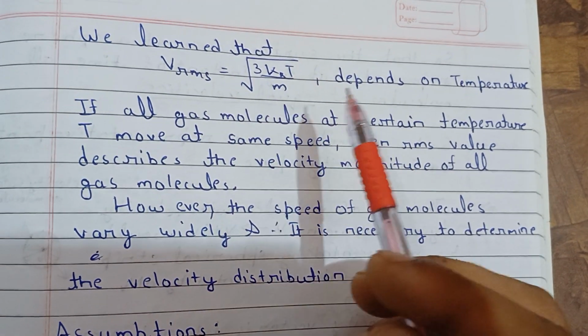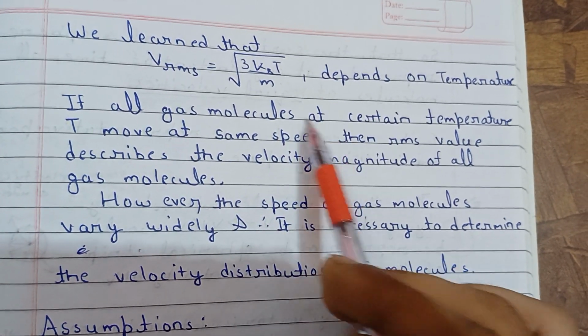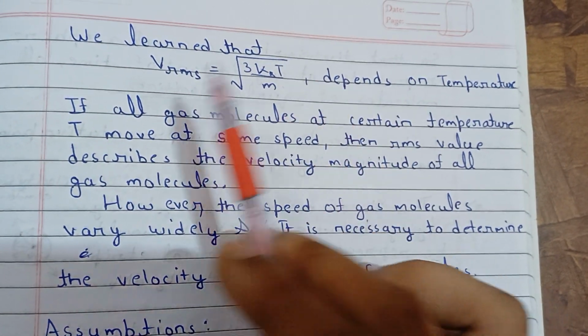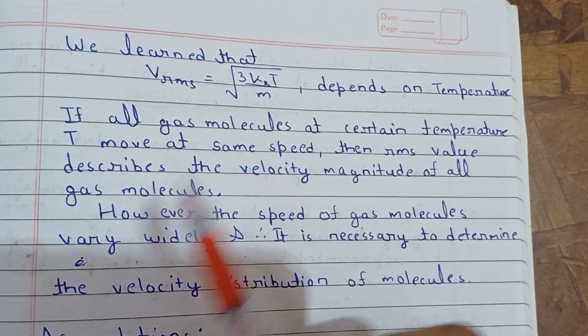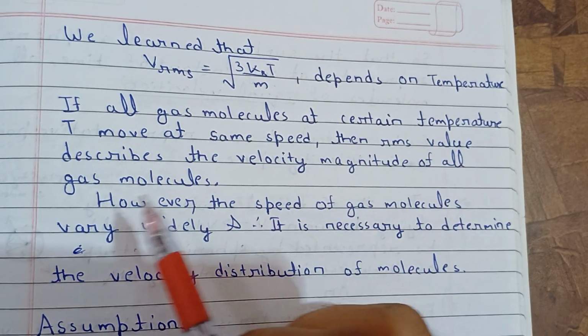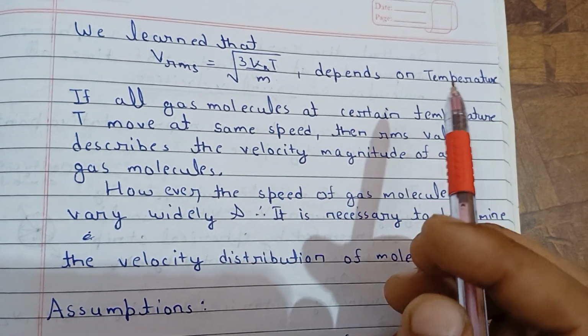So if there is a large number of gas molecules, there will be an RMS velocity, meaning if all the particles are moving inside this gas at the same velocity, that velocity will be Vrms. That is the meaning of root mean square velocity. So at a particular temperature, if all gas molecules at a certain temperature T move at the same speed, then the RMS value describes the velocity magnitude of all gas molecules.